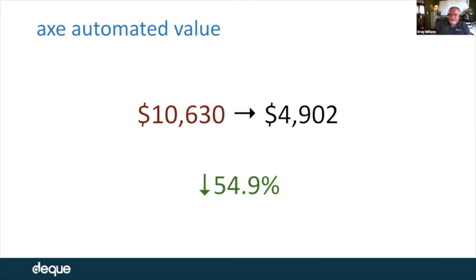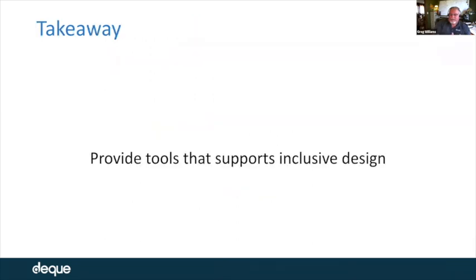And so what's the takeaway from this situation? Obviously, the takeaway is to provide tools that support inclusive design. So inclusive design, automated testing early on in the dev phase. But you get to a point where some type of human interaction also has to occur to determine whether you have a defect or not.